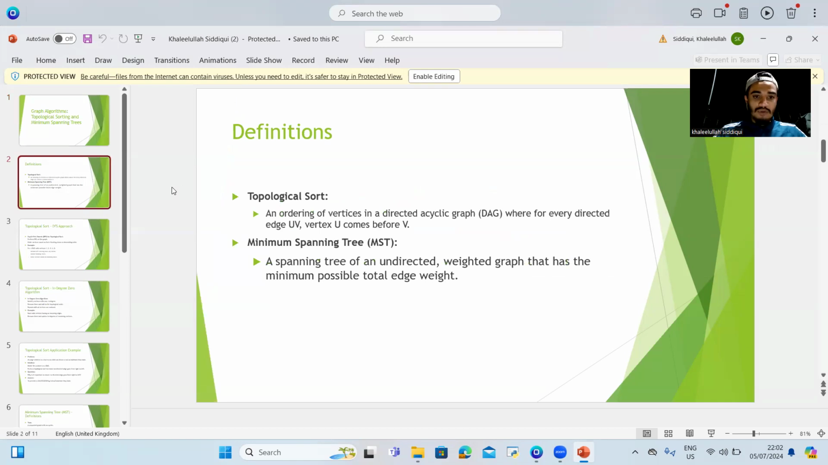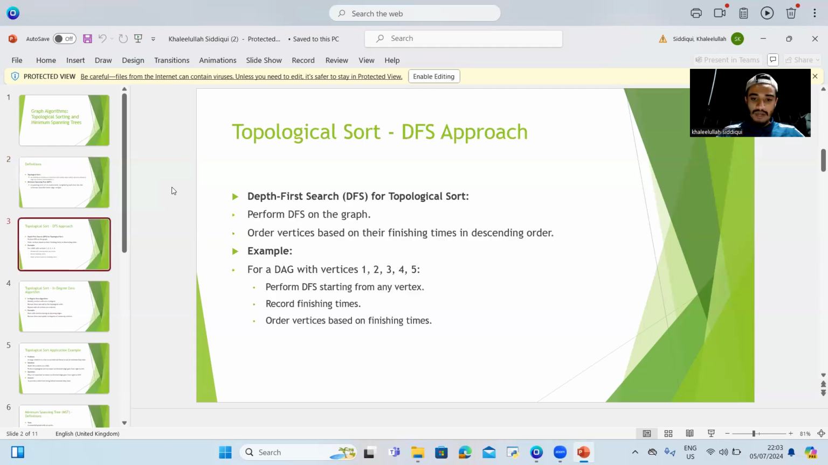In the definition, we have topological sort, an ordering of vertices in a directed acyclic graph, which is known as a DAG, where for every directed edge UV, vertex U comes before V. Minimum spanning tree, which is known as MST, a spanning tree of an undirected weighted graph that has the minimum possible total edge weight.